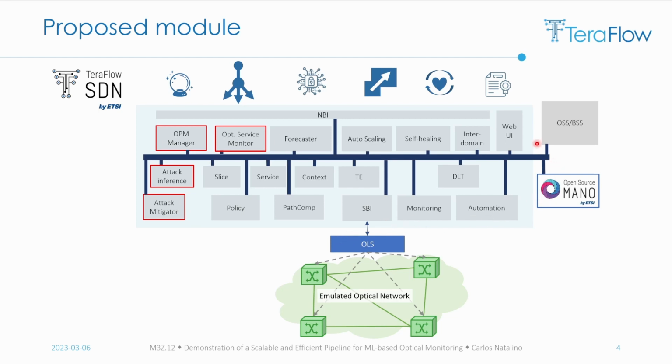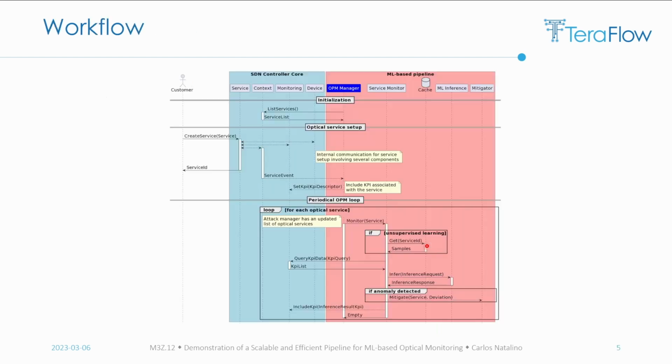This control plane is deployed, and through the southbound interface, it talks to an open or an optical line system that manages an optical network. So this is the context, and then we can analyze more closely the communication among these different components.